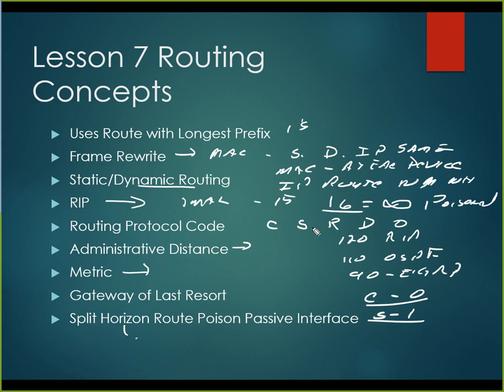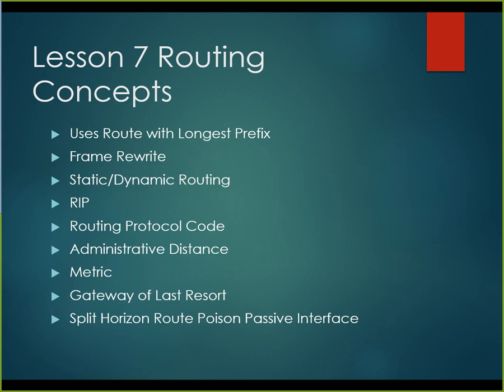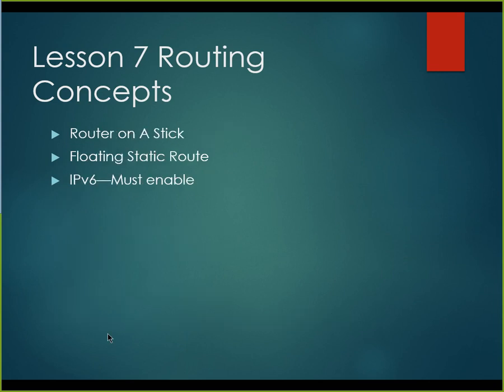Route poison, we talked about up here, was when we assigned 16 as the hop count. And passive interface just says don't play. Don't update, and I think in RIP it's just don't update the interfaces. In OSPF, I think the slide said that it will just not play in the game at all. Each of the protocols is a little bit different. Routing concepts here more.